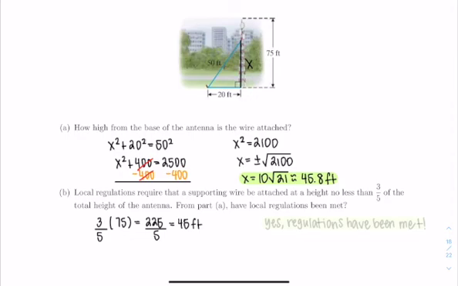So have local regulations been met? Because we had our original answer be 45.8 feet, and the regulation is 45 feet, we have met the regulations, barely, but we have met them. So yes, regulations have been met.